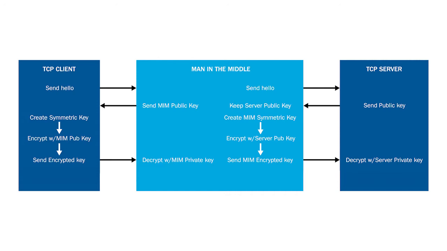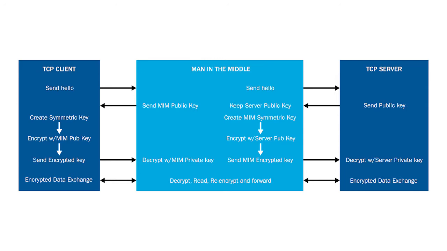Then the MIM will send a symmetric key back to the real server. Now you, the poor unsuspecting client, think you're connected to the real server, but actually you're really connected to the MIM. And the real server thinks it's connected to you, but really is also connected to the MIM. Then you go on your merry way. You encrypt your traffic and you send it to the MIM. The MIM decrypts it because it has your key. Then it re-encrypts it and sends it back onto the real server.